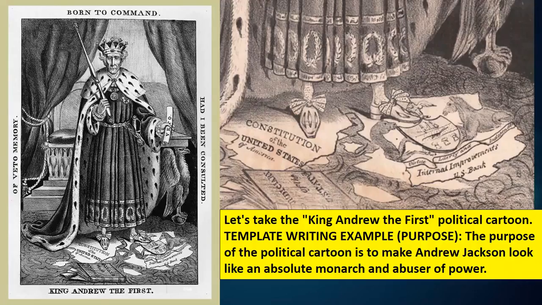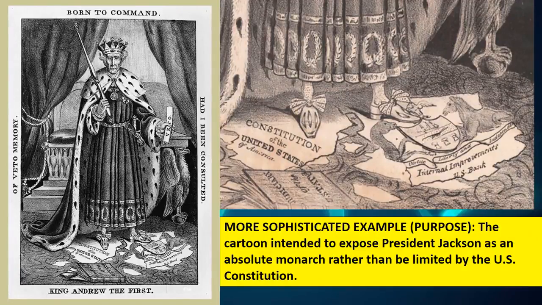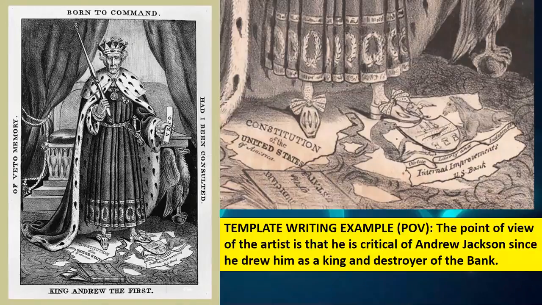Let me show you real quick the difference between HIPPOing and then just simply using a document. Let's sort of try to see what it's like to avoid template writing as well. So here we have a cartoon. I'm going to show you some examples right here. King Andrew I, a political cartoon. Template writing: the purpose of the cartoon is to make Andrew Jackson look like an absolute monarch and abuser of power. But a more sophisticated example would be: the cartoon intended to expose Jackson as an absolute monarch rather than be limited by the U.S. Constitution. You've got to look at the section where he's standing on top of the U.S. Constitution to make that point.